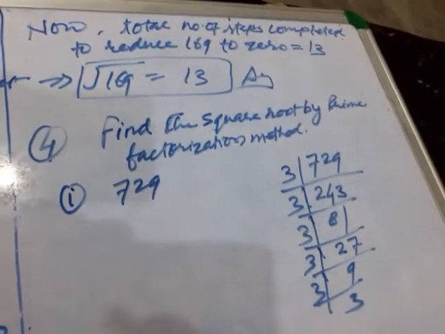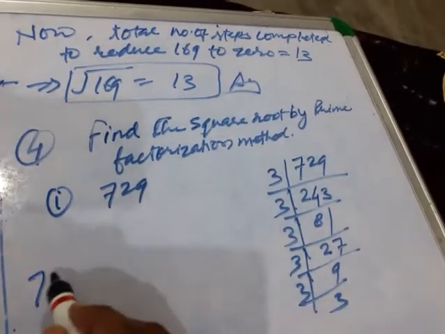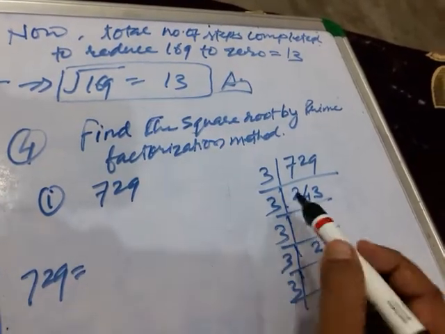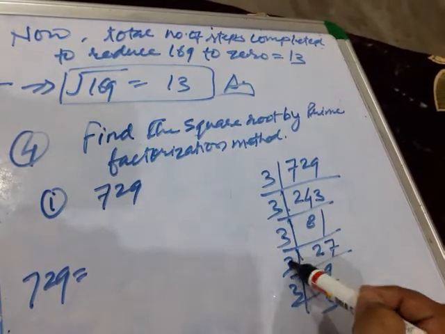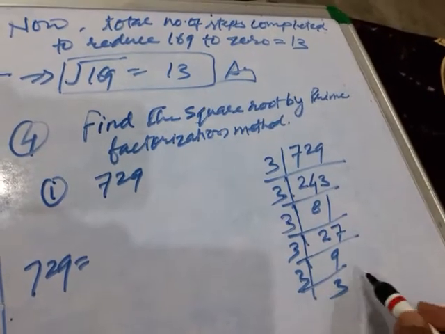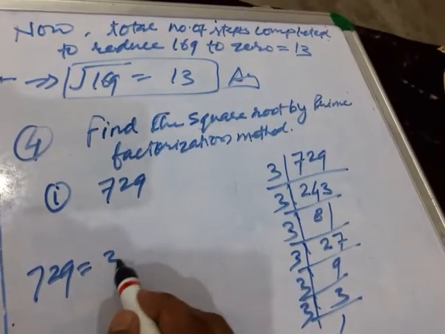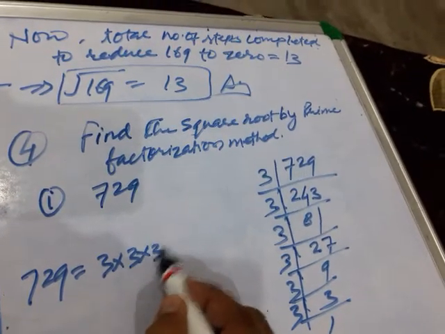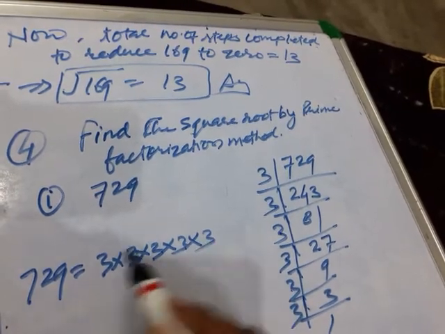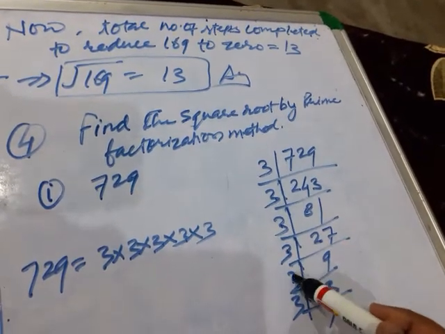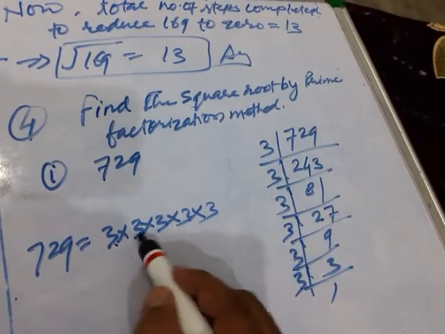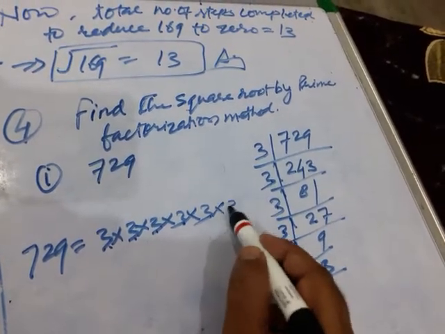Okay children, now write down: 729 is equal to how many times? Let us take 3 into 3 into 3 into 3 into 3 into 3, that is 1, 2, 3, 4, 5 and 6 threes.